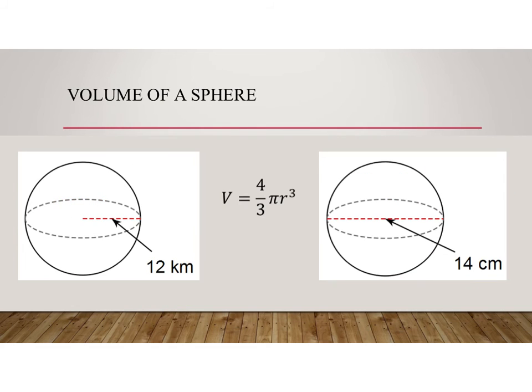The last shape that we're going to look at for volumes today is what we call a sphere, which is kind of like a ball or something like that. And the volume for a sphere is 4/3 pi r cubed. Okay, so let's take a look at an example and see how this works.